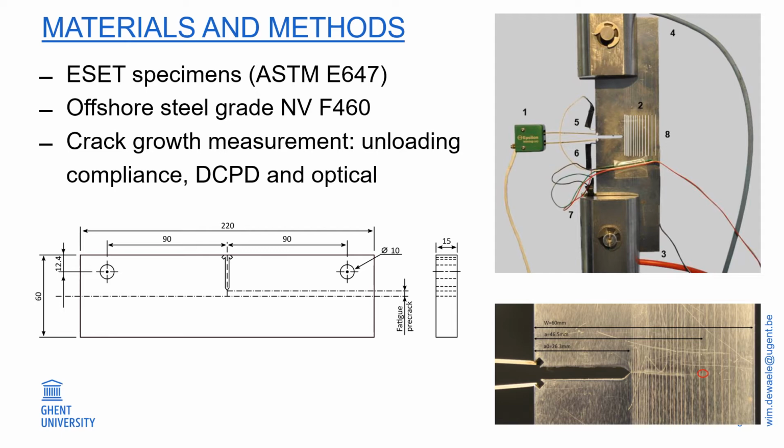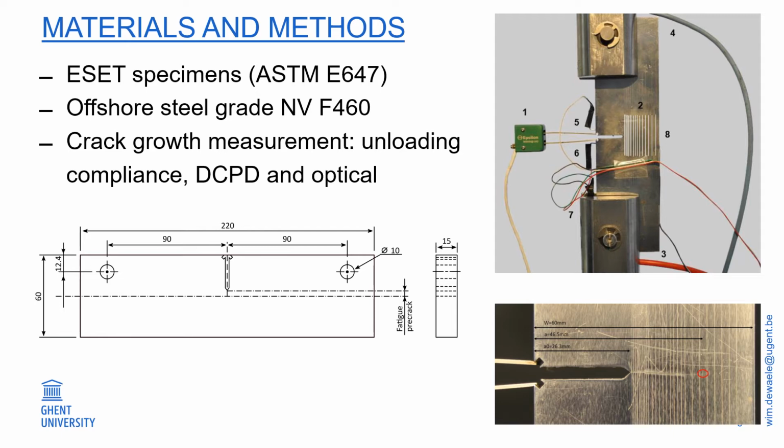During fatigue loading, crack length was measured by unloading compliance. We have a clip gauge at the front of the specimen. It measures the crack mouth opening, and based on the compliance of the specimen, we can calculate the crack length. We also used direct current potential drop, but this is not further discussed in this presentation. And we also applied an optical technique, so we have some marker lines at the surface that allow us to follow the crack tip with a microscope, and that has also served as a benchmark for the DCPD and unloading compliance measurements.